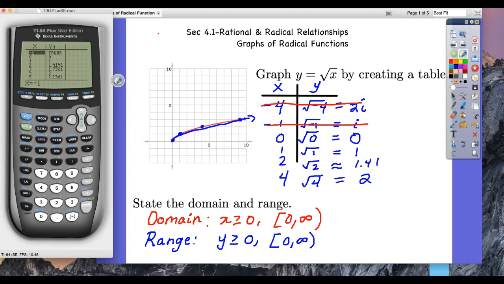So that's an introduction to graphing by tables. We're going to go ahead and do a few more examples, but I just wanted to make this quick introduction video.